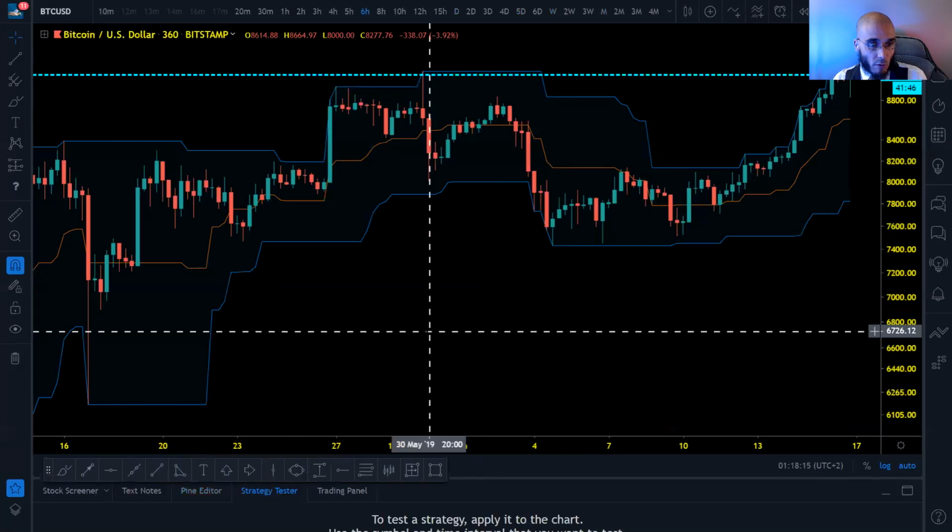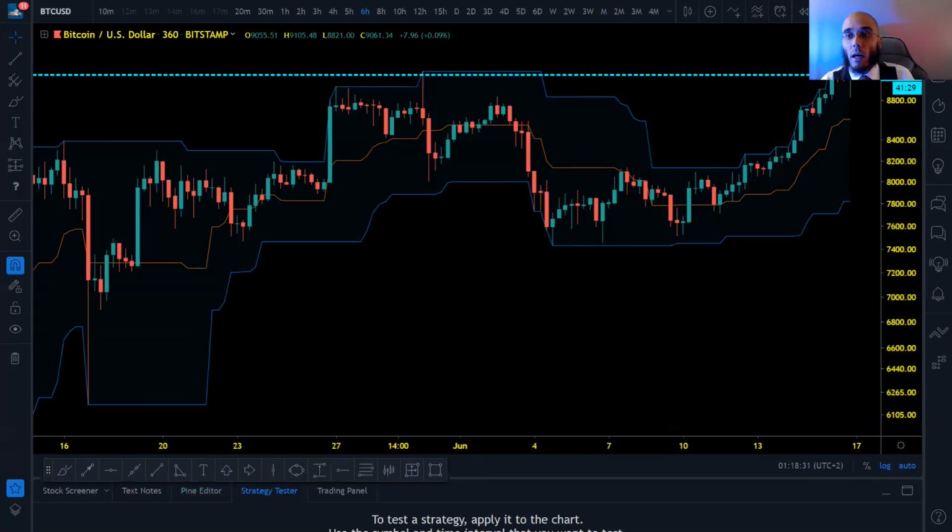Okay, so we have looked at all the indicators. Personally, I think we need a correction, but maybe we go up to 10K before we get the correction. Who knows? Let's see.